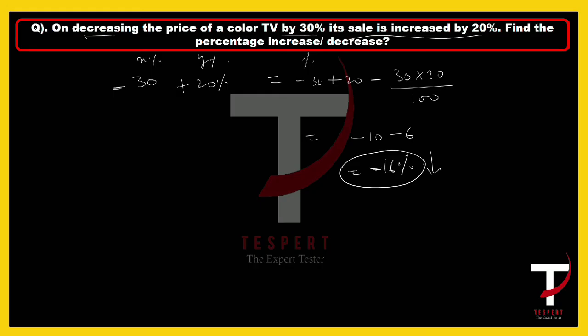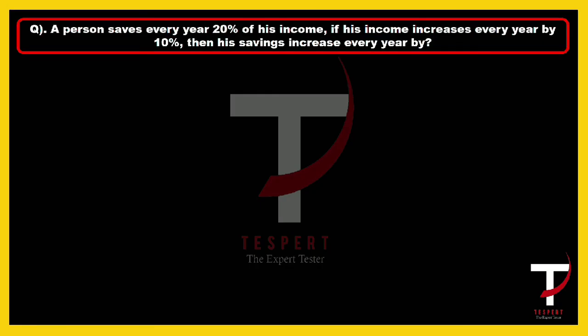A person saves every year 20% of his income. If his income increases every year by 10%, then his savings increase every year by how much? Let us assume his income to be 100. He saves 20% of the income, and 20% of 100 is 20. But now his income increases by 10%, so 100 becomes 110. As income increased by 10%, the savings will also increase by 10%, so a 10% increase in savings means 22.